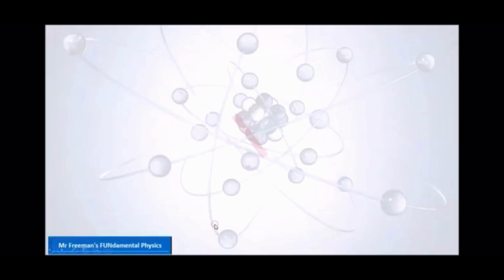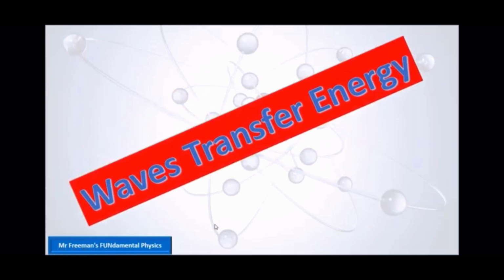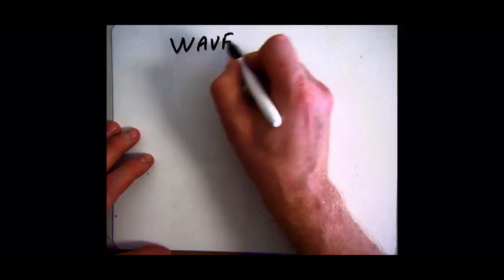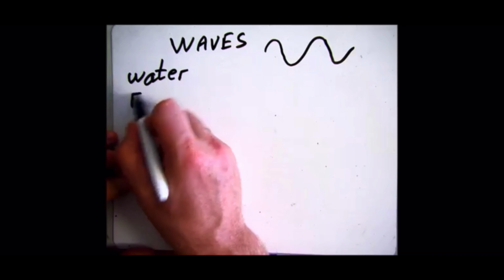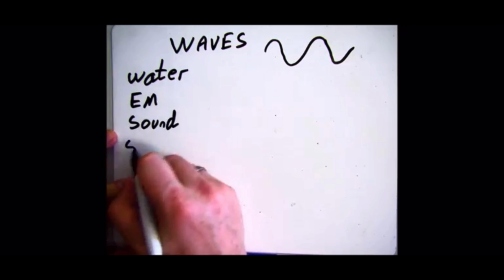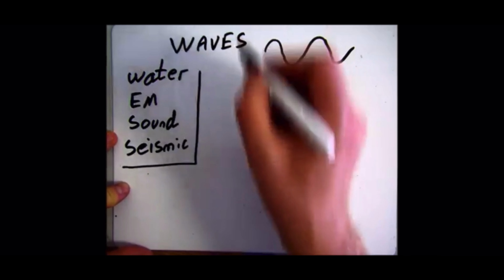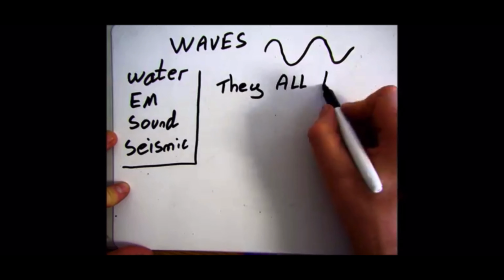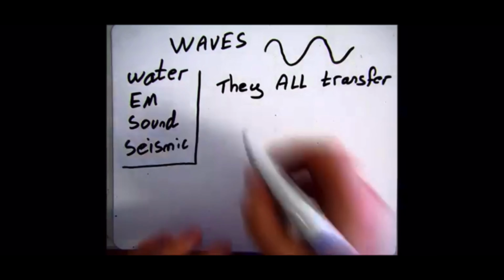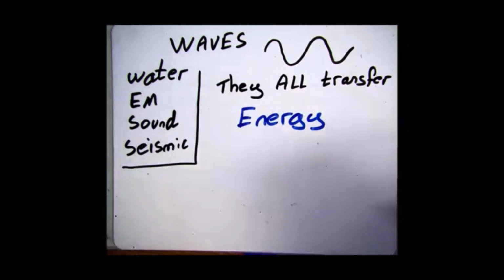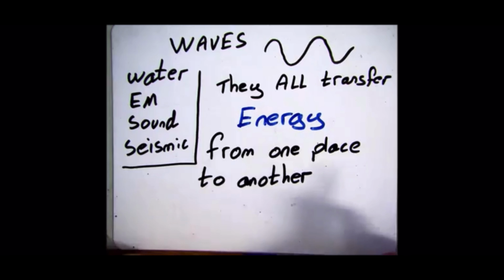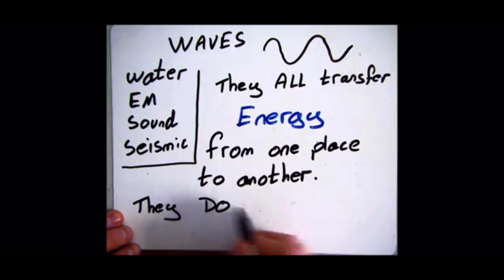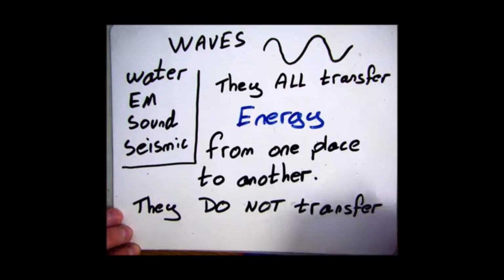Hello and welcome to this video looking at how waves transfer energy. You should be familiar with several different types of waves, such as water waves, sound waves, the whole range of the electromagnetic spectrum, and you've probably looked at different types of seismic waves caused by earthquakes as well. All these different waves have some properties in common. They all transfer energy from one place to another, and none of them transfer matter.